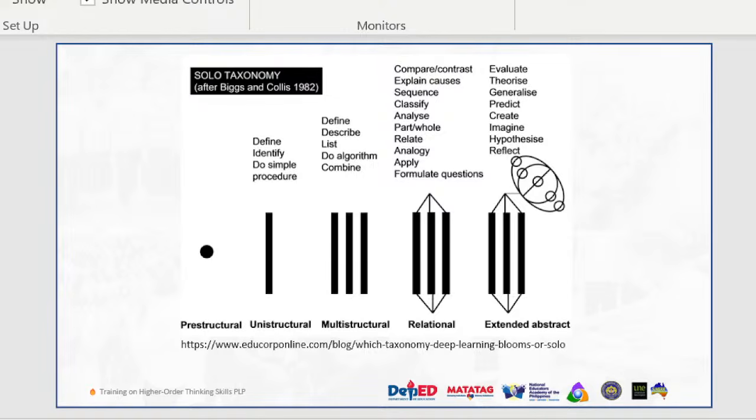Under the relational level, the verbs are compare and contrast, its relation, explain causes, sequence, classify, analyze, part, whole, relate, analogy, apply, formulate questions. Under the extended abstract: evaluate, theorize, generalize, predict, create, imagine, hypothesize, reflect. Those are the verbs applicable to each SOLO level.